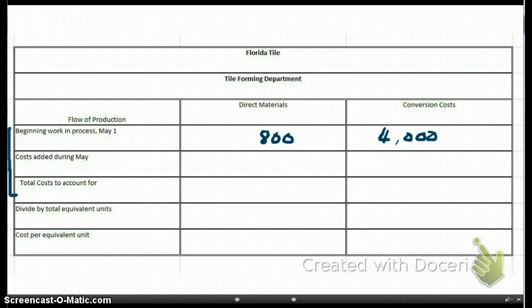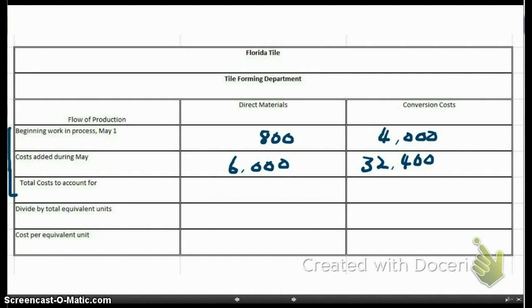Next, we look at cost added during the month of May. Again, your data table tells you how much direct material was added and how much conversion costs were incurred in the month of May. So what you're going to do is, again, put $6,000, which was the cost of direct materials, and $32,400, which are conversion costs.